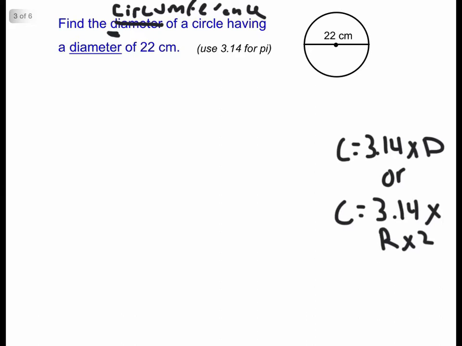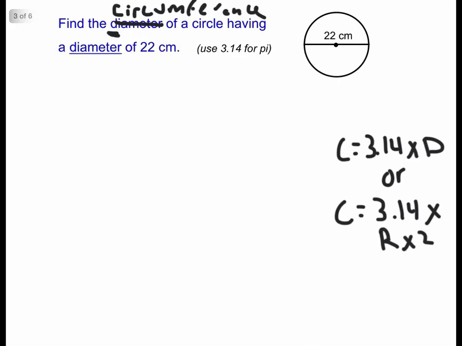Alright, on this problem, and there was a typo so I apologize, it says find the circumference of a circle having a diameter of 22 centimeters. In this one they even draw it out for us. So it's asking for the circumference. And remember, the circumference is the distance around the circle. It's not talking about the whole area, but it's the distance around the circle.